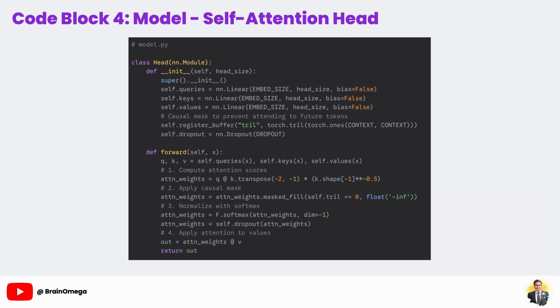Now for the part you've been waiting for, model.py. We're starting with the absolute heart of the transformer, the head of self-attention. This is where the magic happens. Imagine a token is a person in a crowded room trying to understand a conversation. To do that, it needs to pay attention to other people.